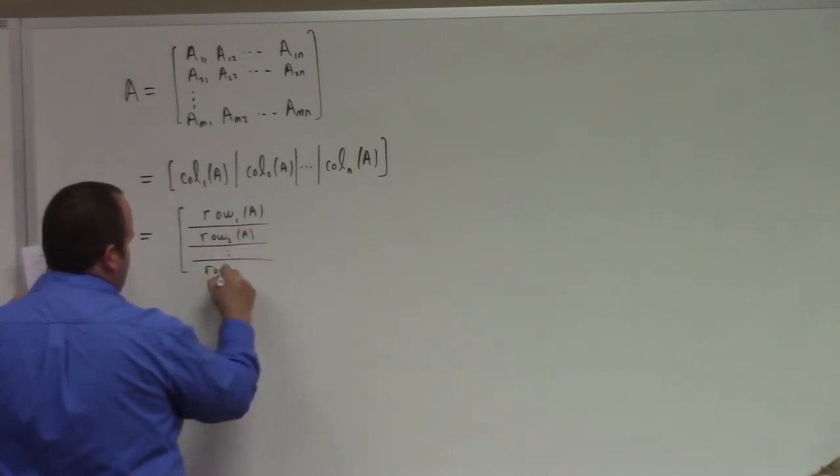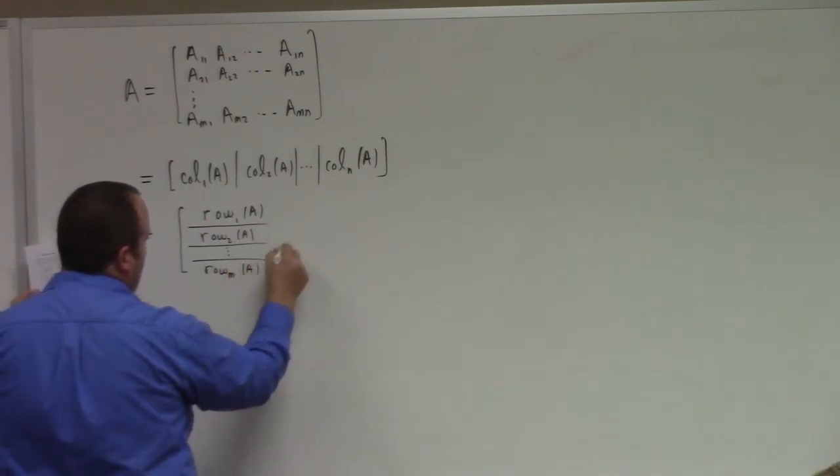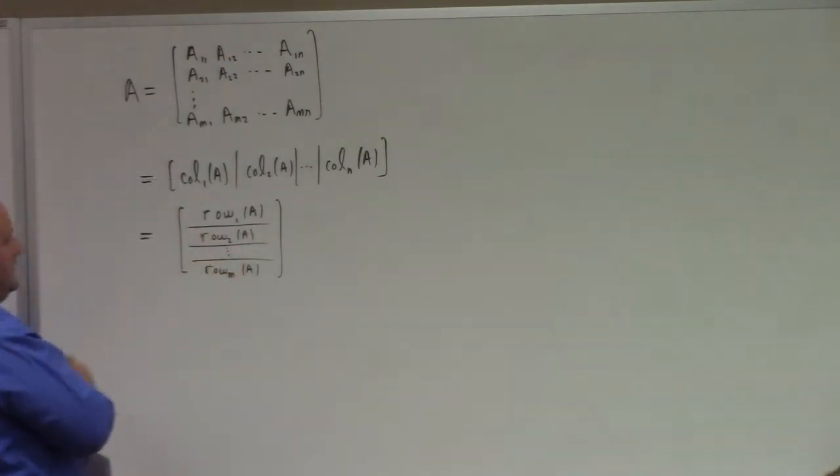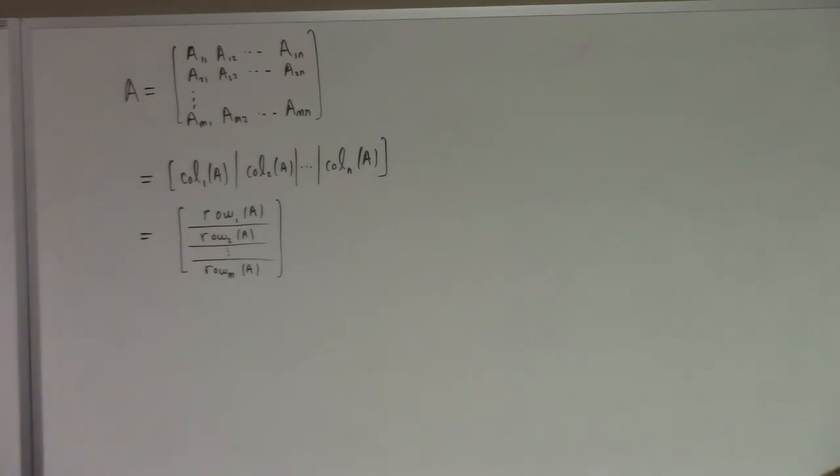So you can either look at it as a stack of columns or a stack of rows. I mean, this way. There are n columns, right? There are m rows in an m by n matrix.